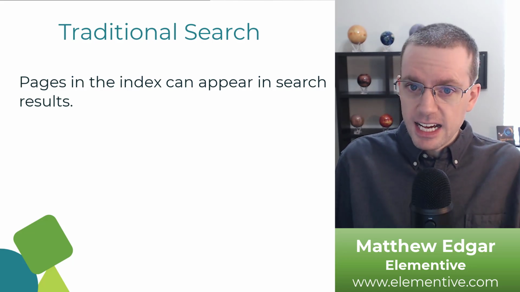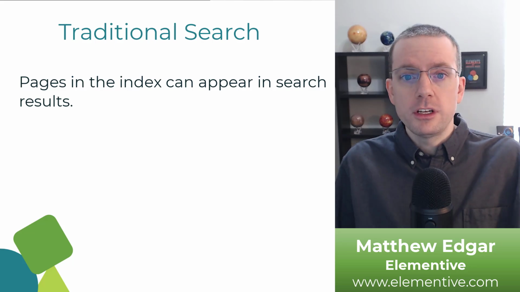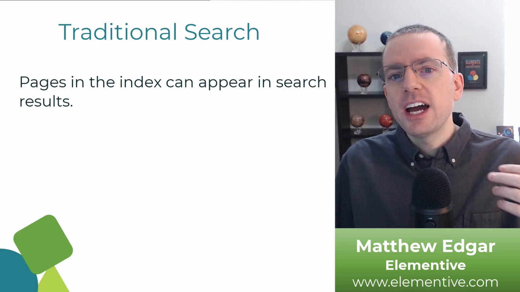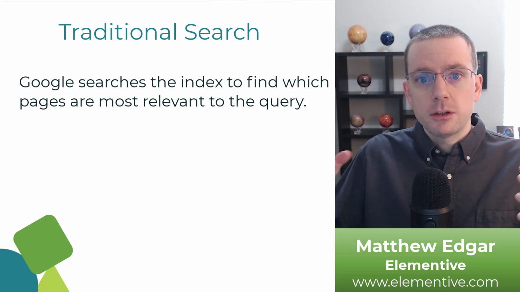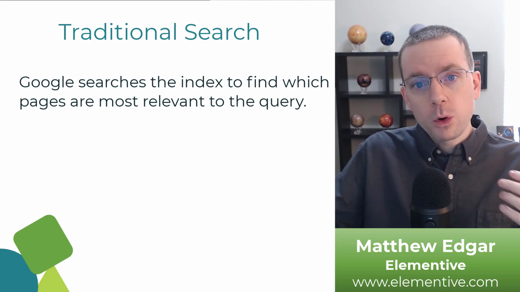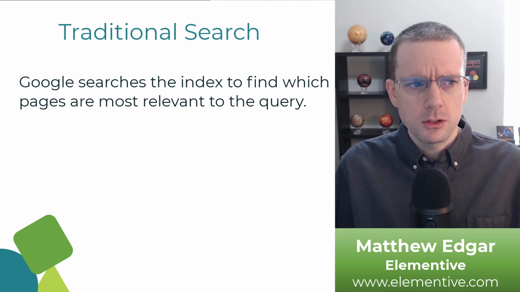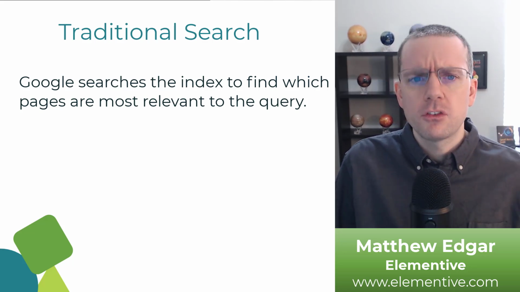When a user conducts a query on Google, Google is going to go and search its index to find which pages are most relevant to the query. Google's algorithms then are going to make decisions about what order to rank the relevant websites. This one goes first, this one goes second, and so on.